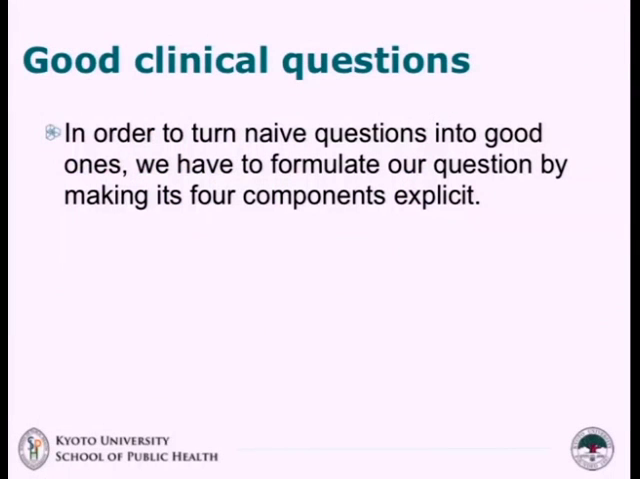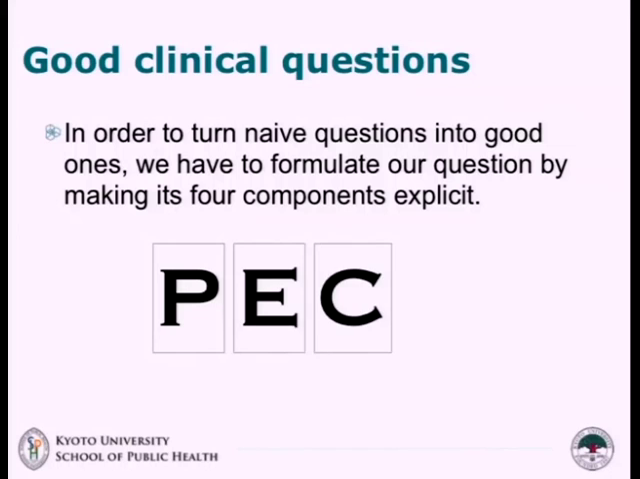In the last lesson, we have learned that in order to turn naive questions into good ones, we have to formulate our question by making its 4 components explicit. The 4 components are P, E, C, O, PECO. In this lesson, we will learn that the clinical questions are closely linked to the search of the literature. Very typically, we will use P and E and sometimes C to look for evidence in the publications.